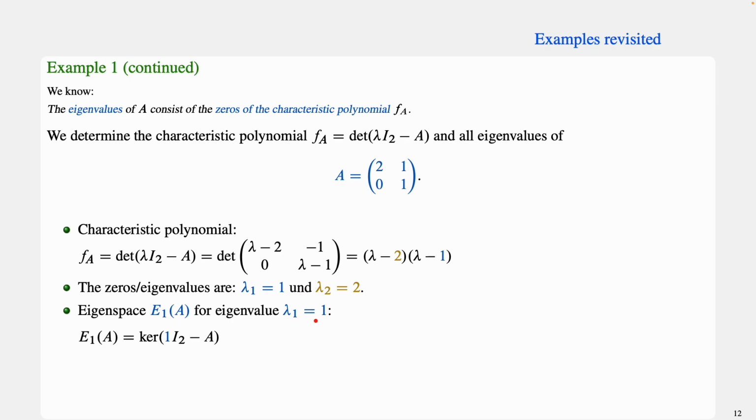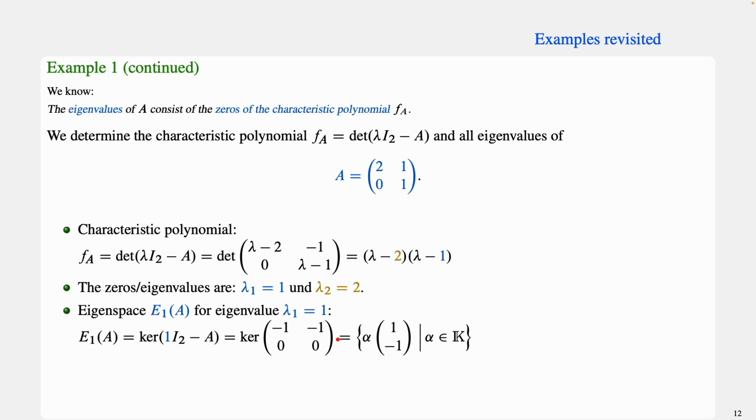First, for the eigenvalue lambda 1 equal to 1. How do we do this? This eigenspace is the kernel of the eigenvalue times identity minus A, so in this case just 1 times identity minus A. We can just plug in 1 here to get the matrix, so the kernel of the matrix minus 1, 0, minus 1, 0. And now, if you have forgotten how to handle these linear systems and how to compute kernels, then please review chapter 3 of this course on linear equations again.